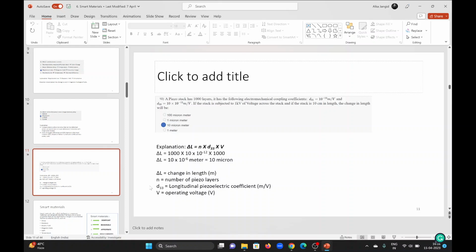Here, how much is the value? Minus 274 into 10 power minus 12 millimeters per volt. And the electric field applied, how much has he given?